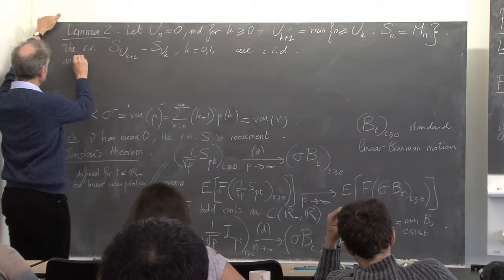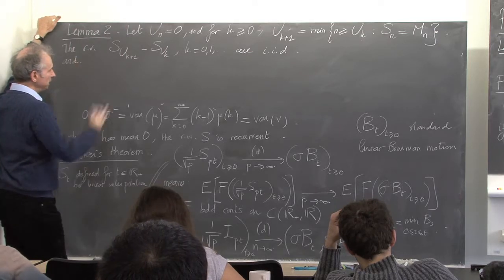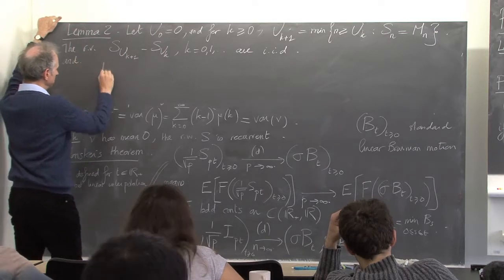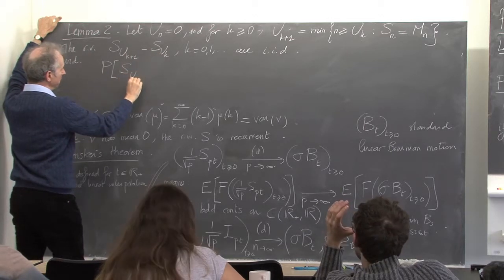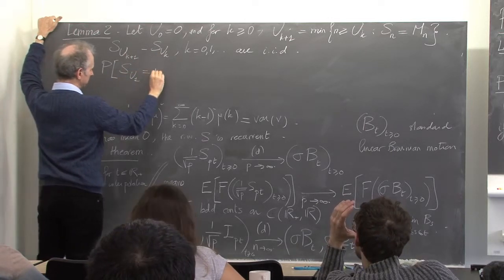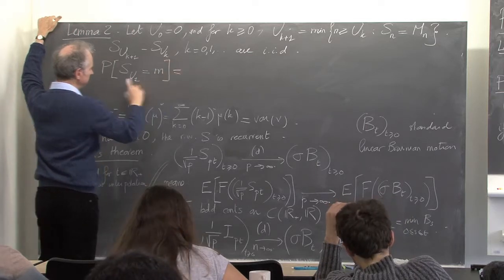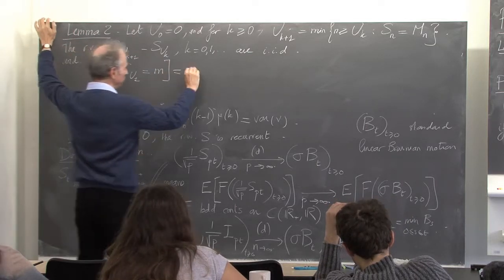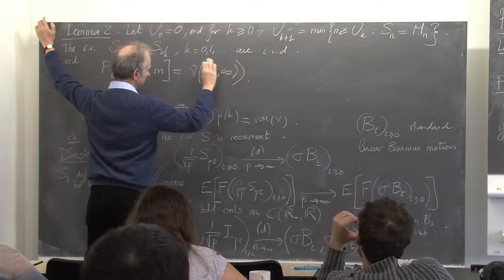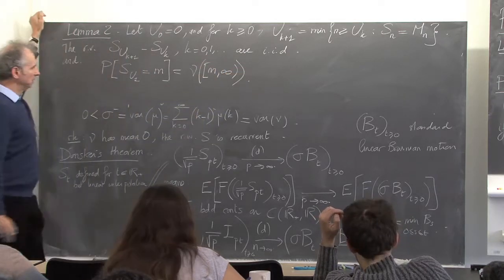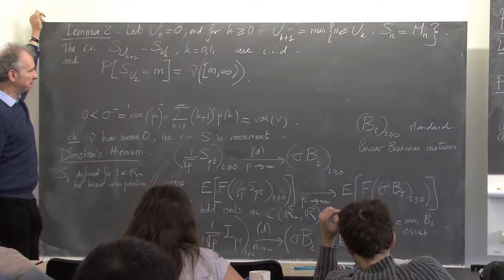And in fact, the distribution is known explicitly. I can look at the first one simply, and the first one is just S_{U1}. I claim that the probability that S_{U1} is equal to M is equal to nu of the interval M infinity.